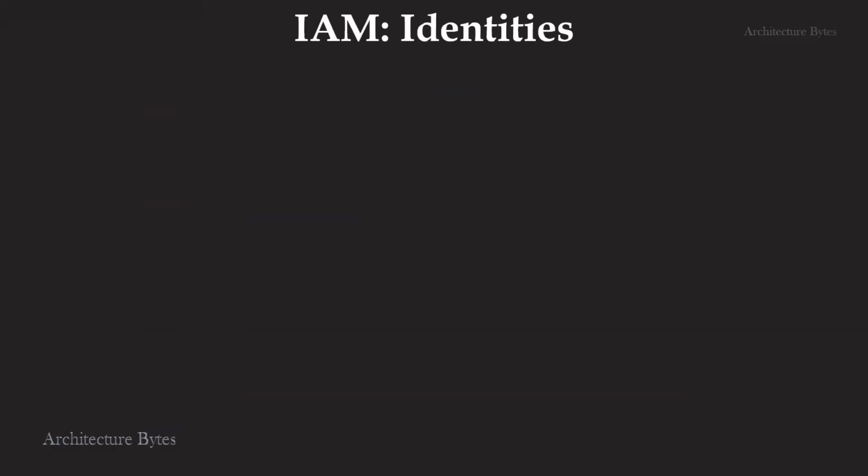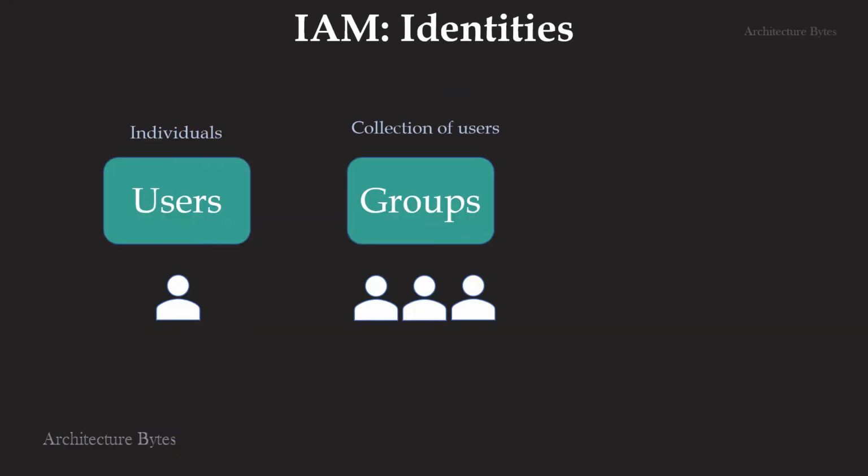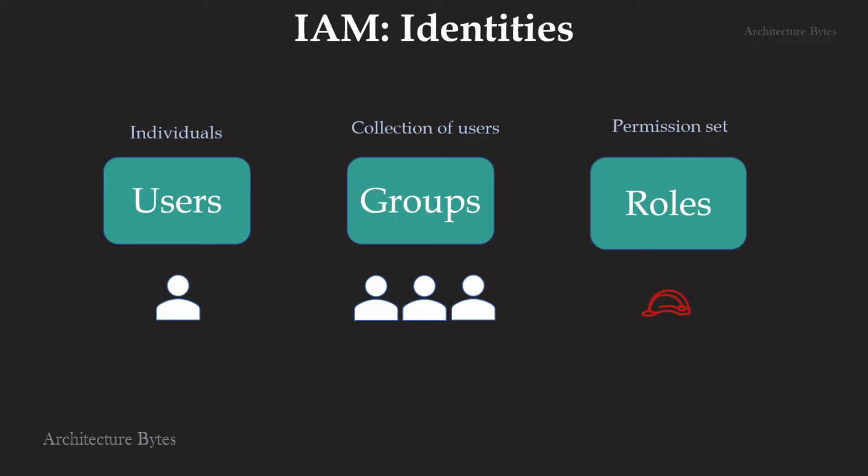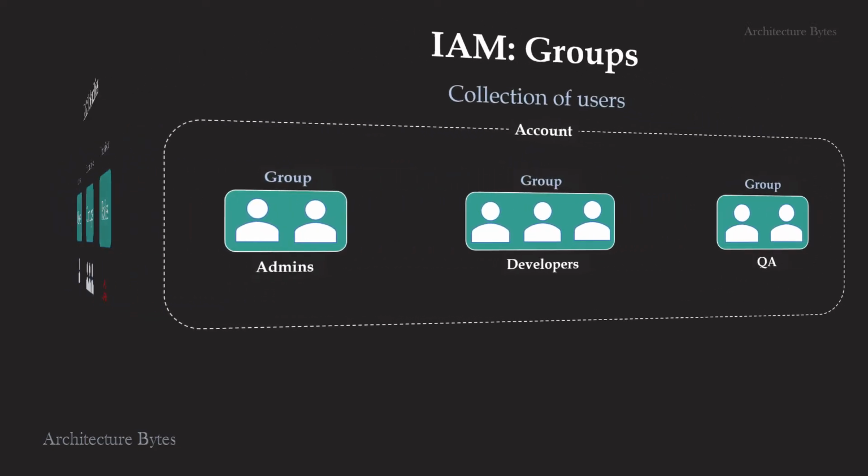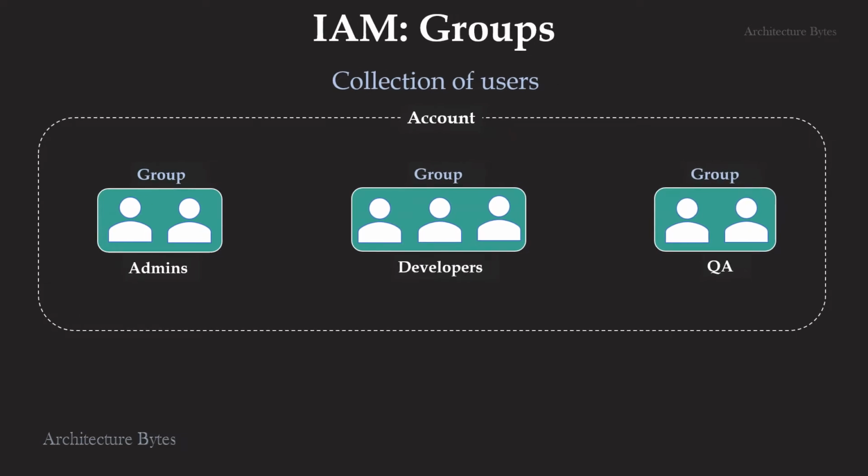IAM allows you to define identities like users, groups, and roles. A user is an individual, a group is simply a collection of users, and roles are permission sets that can be granted temporarily to other users, groups, or entities. Groups, as we know, are a collection of IAM users. An IAM user can belong to multiple groups. Policies or permissions can be granted to a group which percolate down to users in that group.